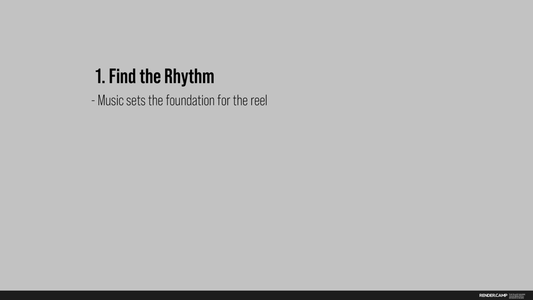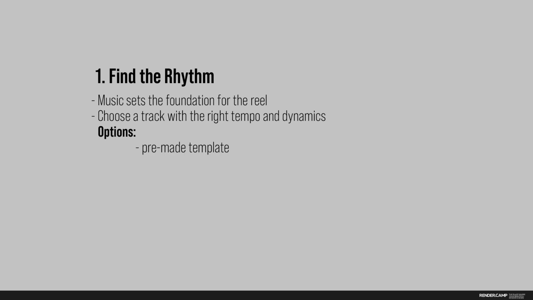Music is the foundation of a reel. When you're looking for a track, it's important to pay attention to its tempo and dynamics. Choose one that matches the mood and style of the reel. This will help you to synchronize the appearance of the object with the rhythm of the music. You can either select a pre-made template, the simplest option where you only need to insert your renders, or choose a separate track and calculate how many frames you'll need for it.